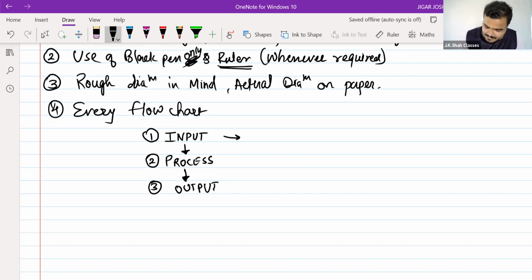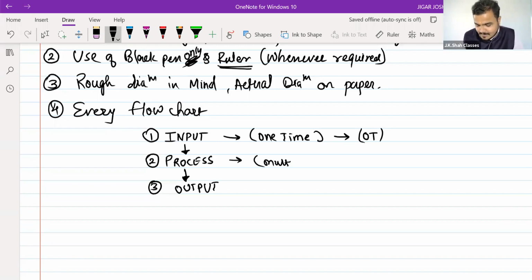That input, my dear charter, would always be done one time only. So it's a one-time activity. Understood? Yes sir. OT, one-time activity. Process, my dear charters, can be for multiple times. So I'm writing it's multiple time. Can be multiple time. So in bracket, I am mentioning empty.